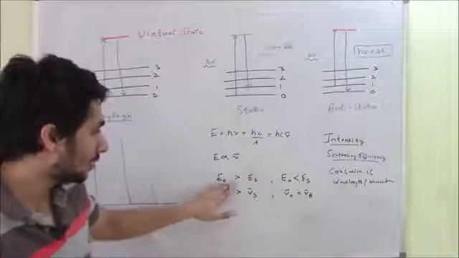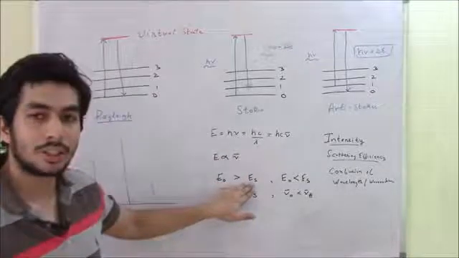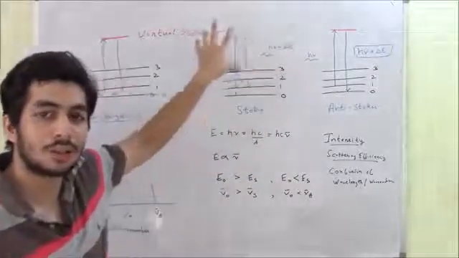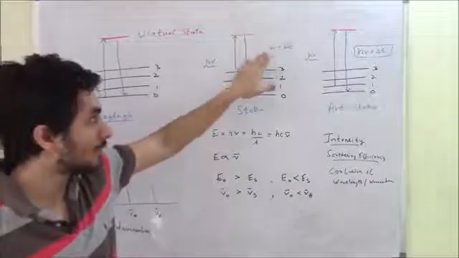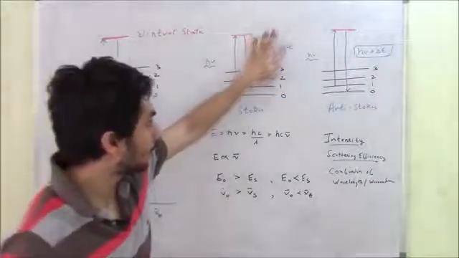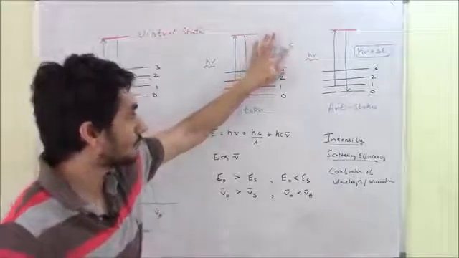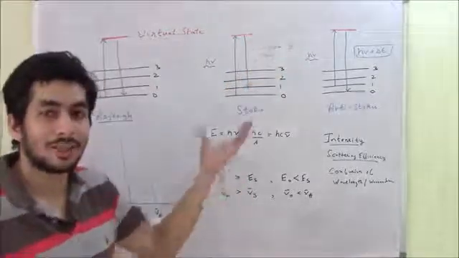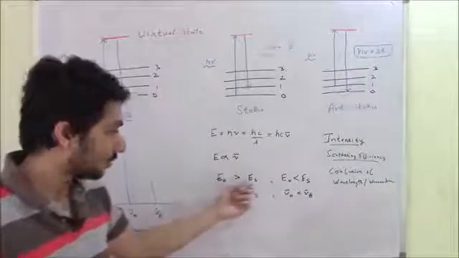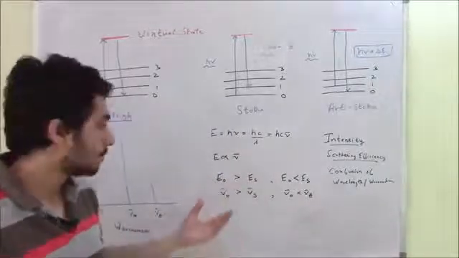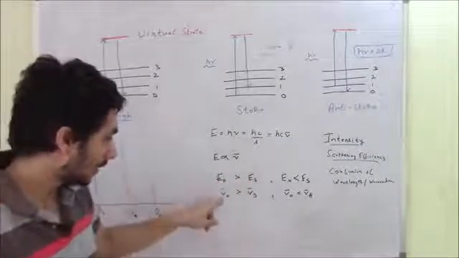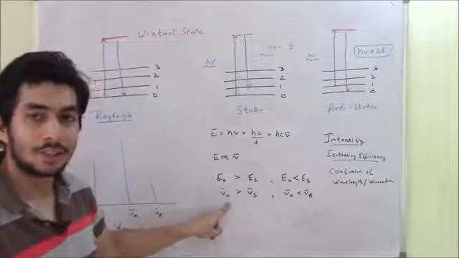So that energy is going to be greater than the energy in the case of the Stokes line, because in the Stokes line we have minus delta E. From the original Rayleigh energy, we are subtracting some energy. So the energy of the Stokes line is going to be less, and because it is less, the wave number is also going to be less as compared to the Rayleigh wave number.